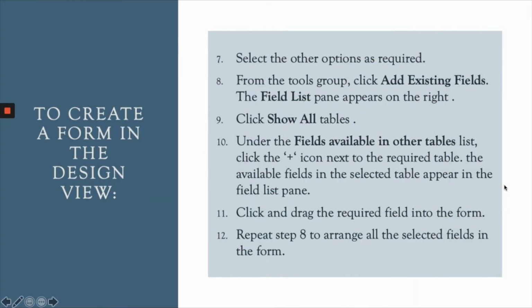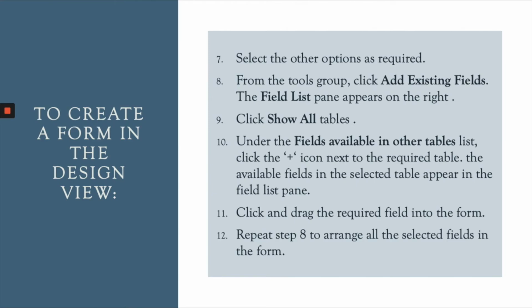Select the other options as required. You have to select all the other options that you need. From the Tools group, click Add Existing Fields. The field list pane appears on the right. When you click on the Add Existing Fields, the field list pane will appear on the right.